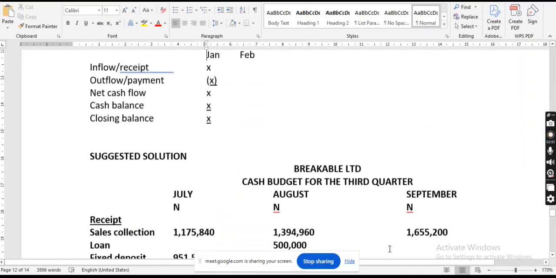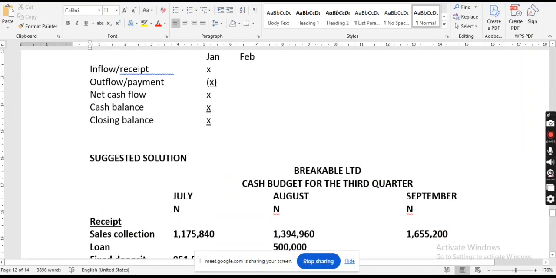And what is the formula? The format given to you: A minus B gives you your net cash flow. Then the cash balance. You can see you are given a cash balance. That cash balance could be for the month of June, which will be brought forward in the month of July. Then you add it to your net cash flow, or subtract it, depending on what you have in your net cash flow. You have your closing balance.